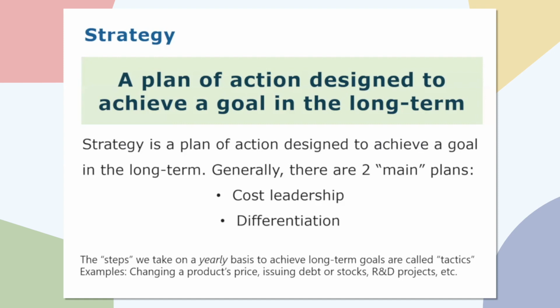The things that you do on a yearly basis are what we call tactics: changing your product's price, modifying your product's design, investing into improving your plant and equipment, borrowing money, or retiring long term debt. All of these things are what we call tactics. You do those on a yearly basis. Think about them as the steps that you walk on the path to reach your goal. The path will be the strategy, and the steps will be the tactics.